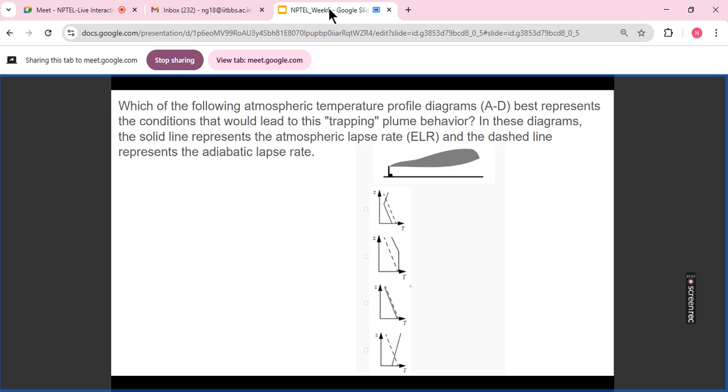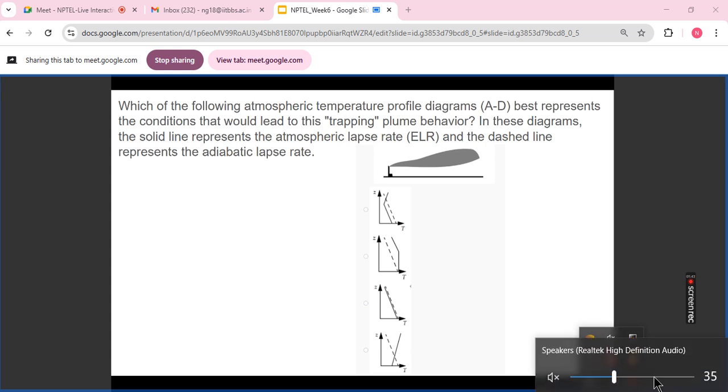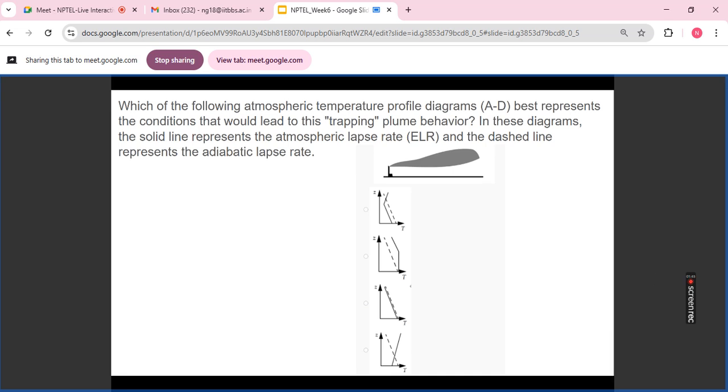So the question was, which of the following atmospheric temperature profile diagrams best represents the conditions that would lead to the trapping plume behavior? In these diagrams, the solid line represents the atmospheric lapse rate and the dashed line represents the adiabatic lapse rate. So we discussed the different lapse rates and the different stability conditions.